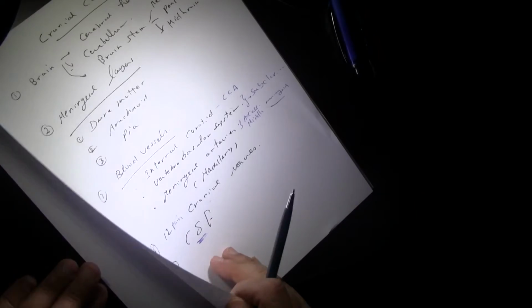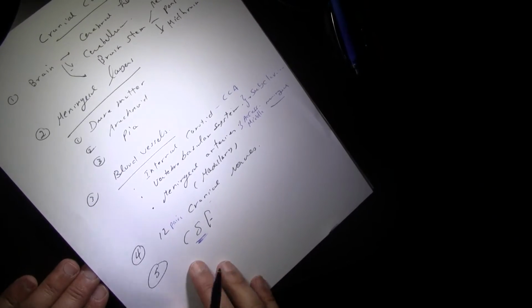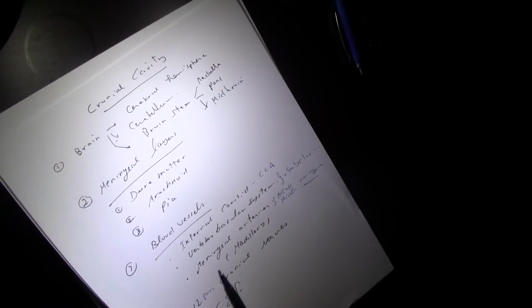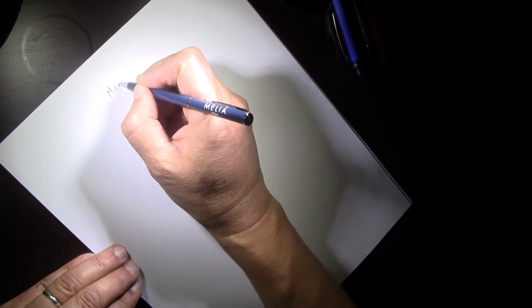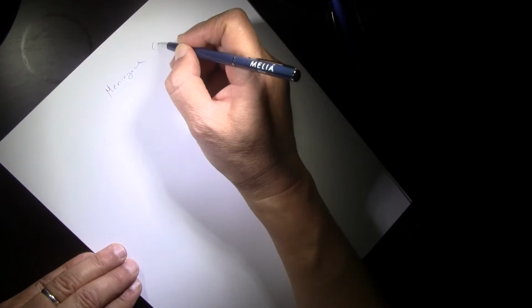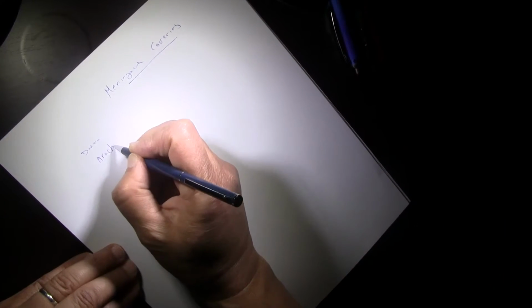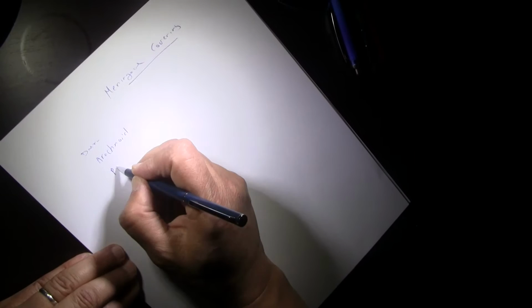I'm going to start talking to you about dura, and not dura in general. I'm going to talk to you about the meninges or meningeal covering. So let us start with how many layers do we have? We have 3 layers. The meningeal covering of the brain: you have dura, the second layer is arachnoid, and then you have pia mater.